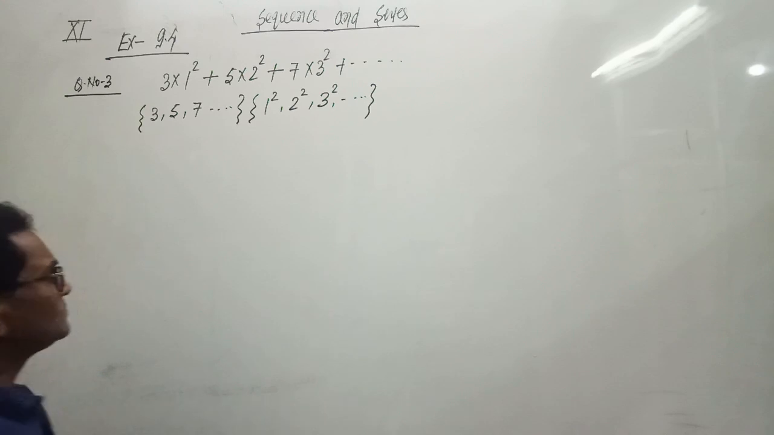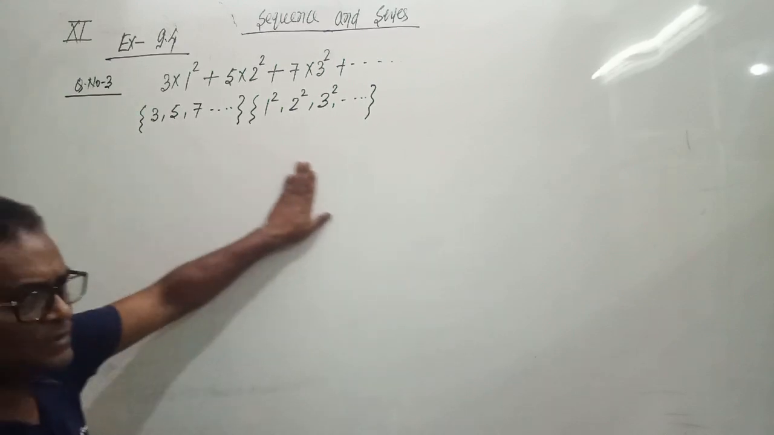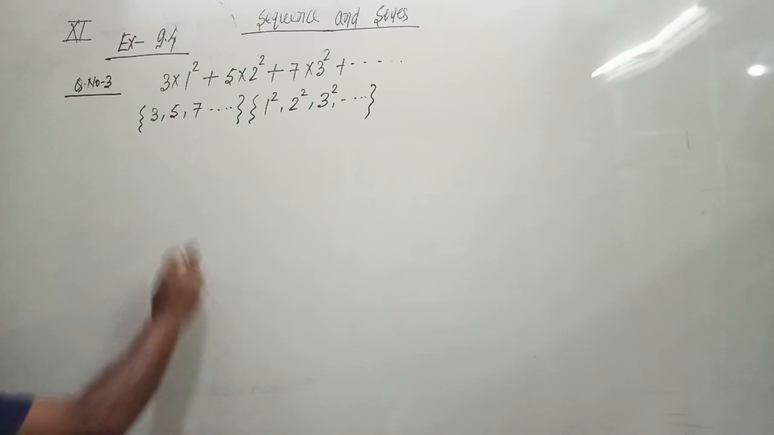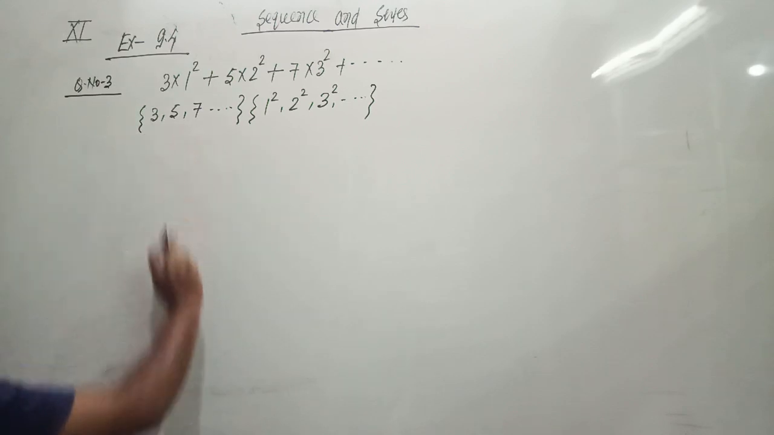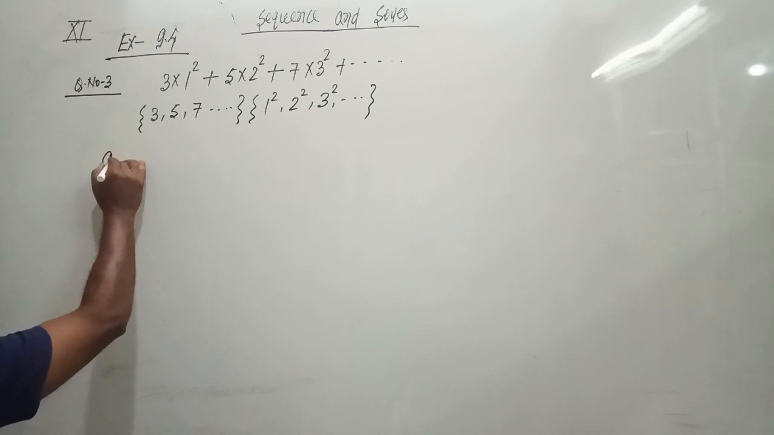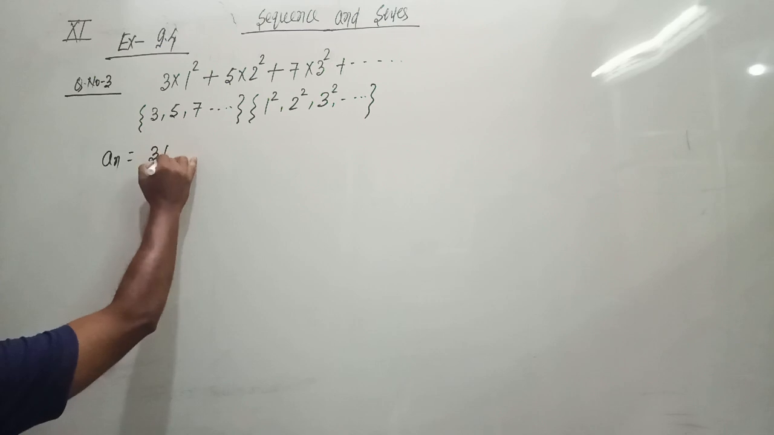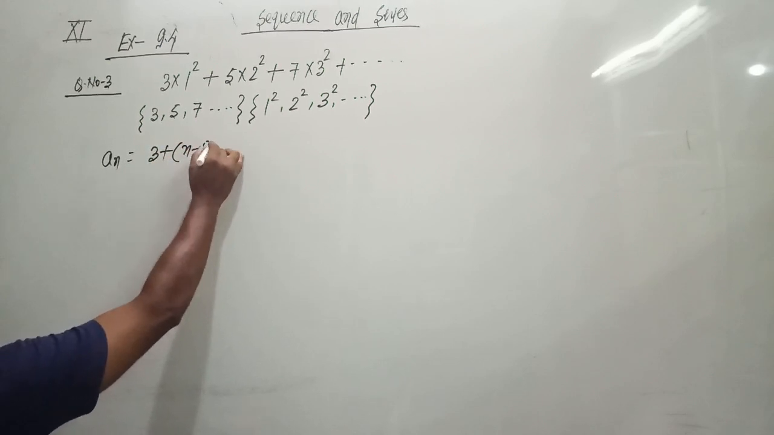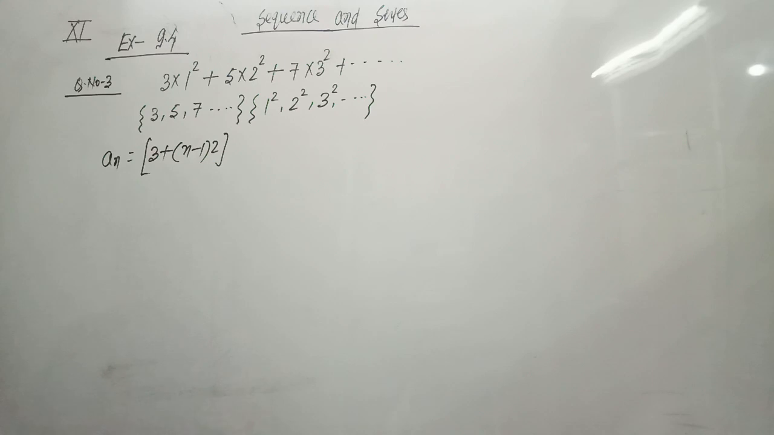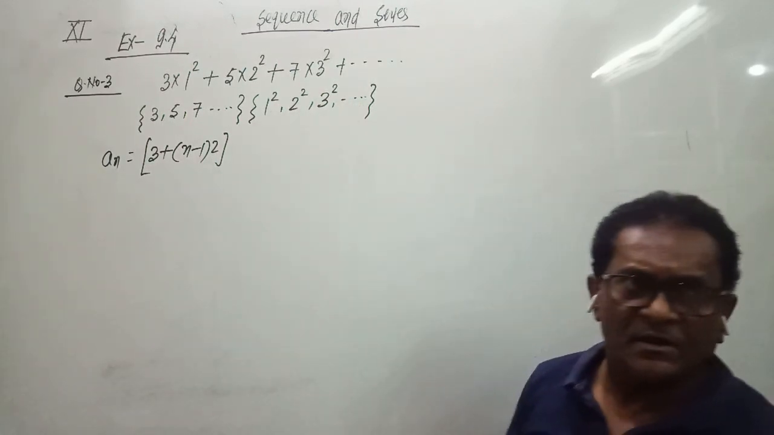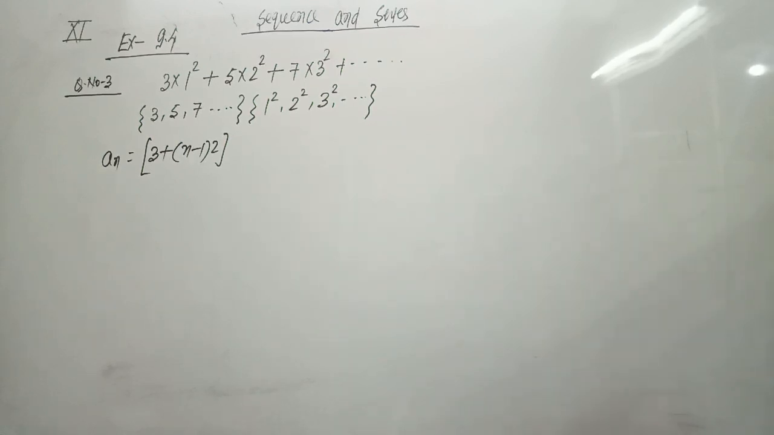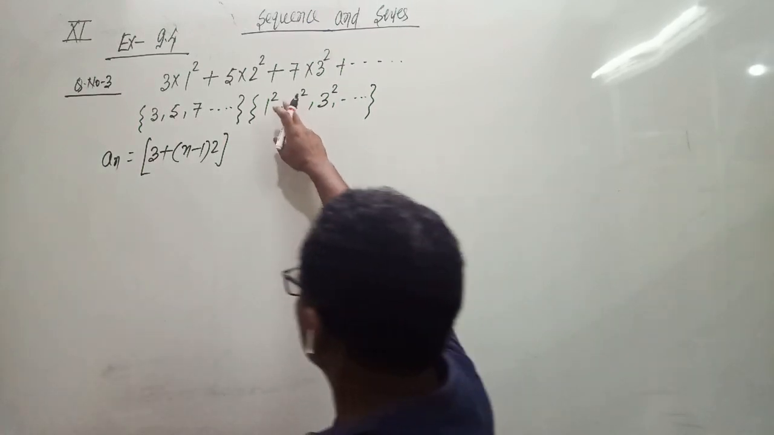Now we find the nth term of these two series. So nth term of 3, 5, and 7 is a plus n minus 1, 3 plus n minus 1 into 2. And 1 squared, 2 squared, 3 squared is not in AP or GP. But when we remove the square, we get the sequence in AP 1, 2, and 3. So we remove the square and find the nth term.